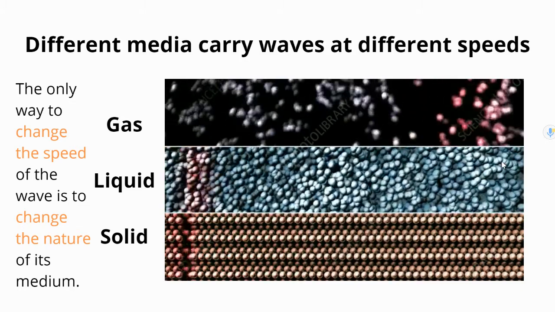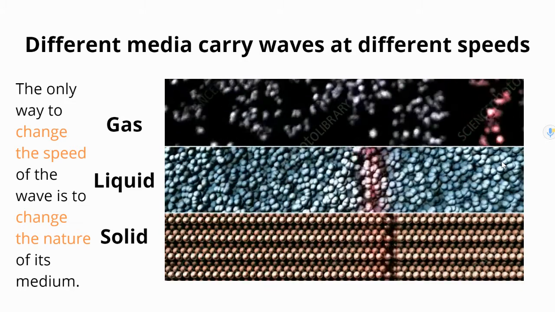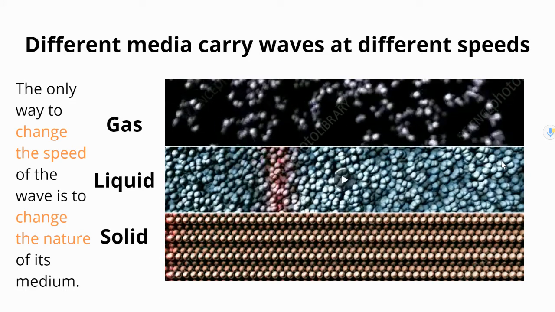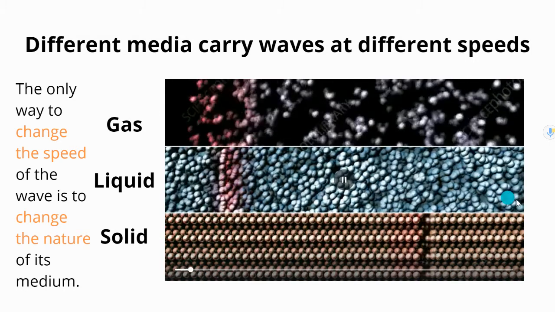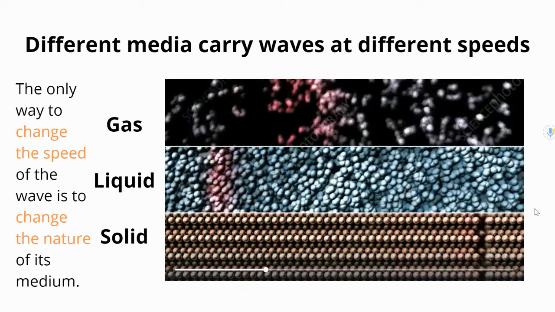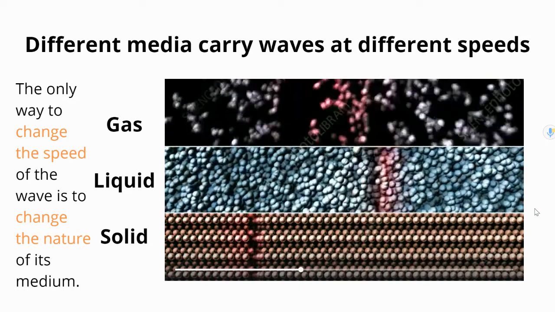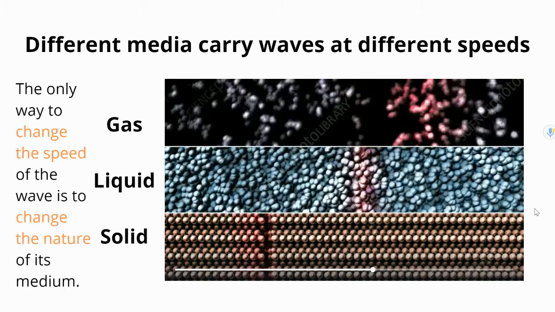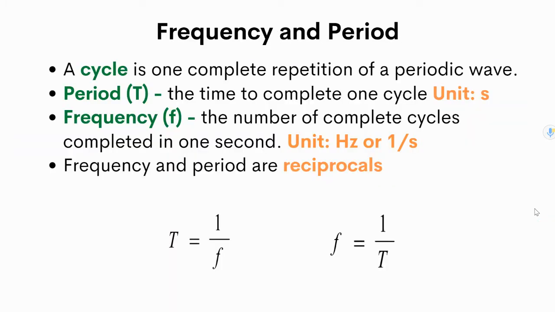Solids have particles that are packed close together as opposed to liquids and gases. And energy is transferred through collisions between particles. So you'll see that solids are going to pass energy along more efficiently, so the wave will happen much quicker as opposed to liquids and gases. But today's about cycles and frequency and period.